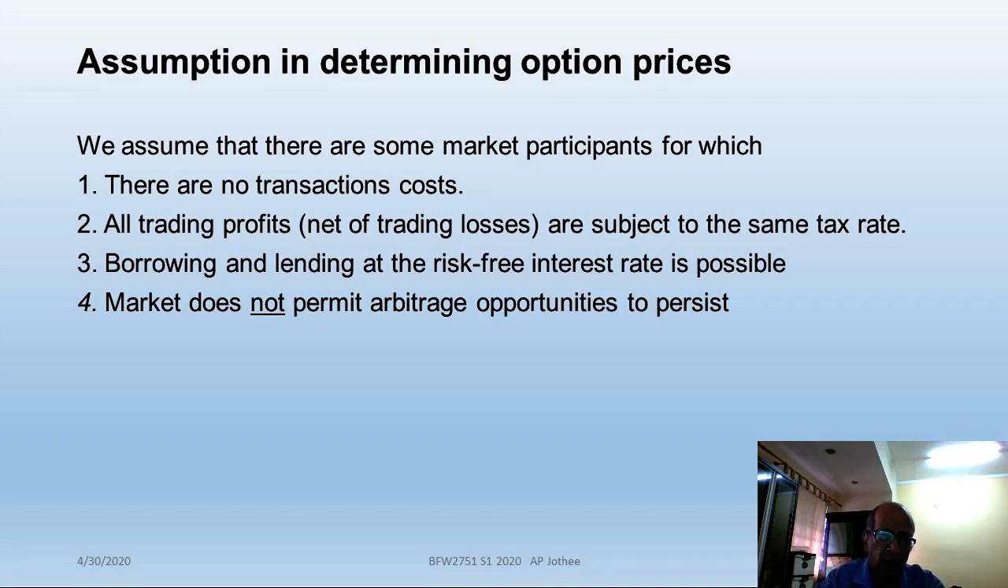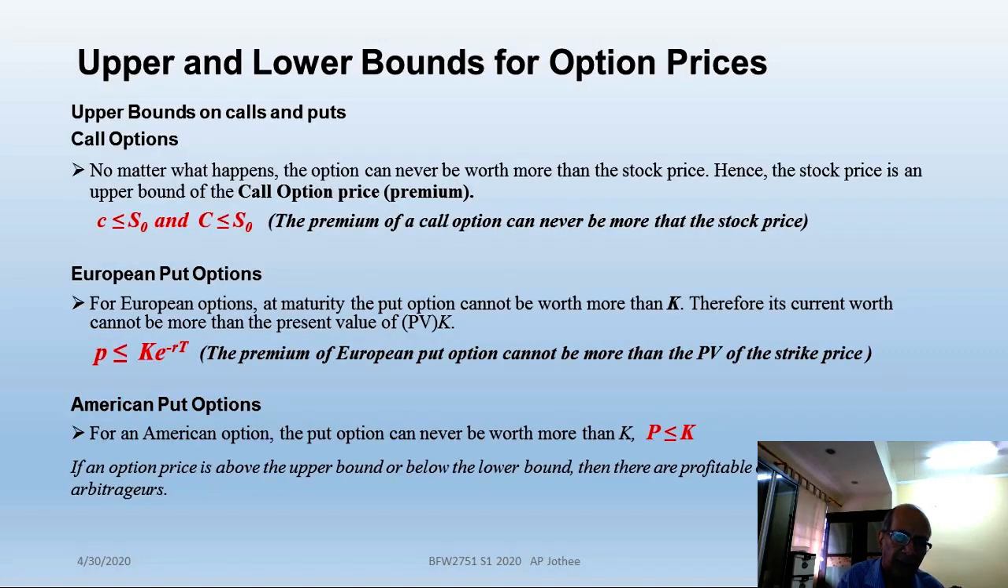The market allows arbitrage opportunities to exist, to arise, but they do not last too long. Why? Because a huge number of people are participating here, information about the mispricing travels fast, and the arbitrage opportunity dissipates very fast. These are the assumptions we're going to rely on for the upper bound, lower bound, and also the put-call parity.